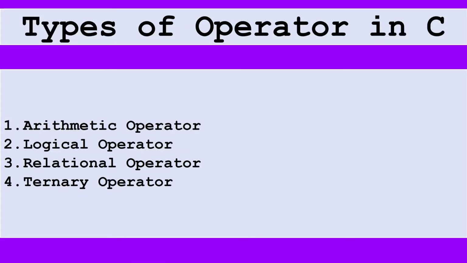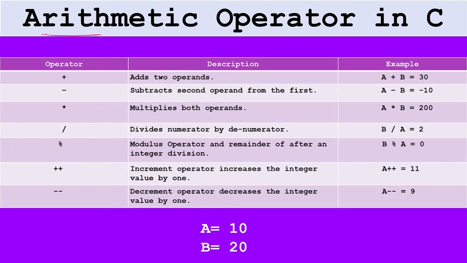The first is the arithmetic operator. The second is the logical operator. Third comes the relational operator. Last is a special type of operator, the ternary operator. Let's discuss the different types of operators in C one by one. The first is the arithmetic operator. We are already familiar with it.